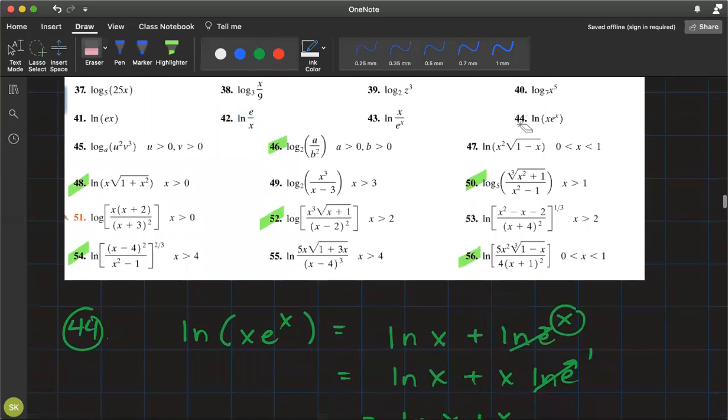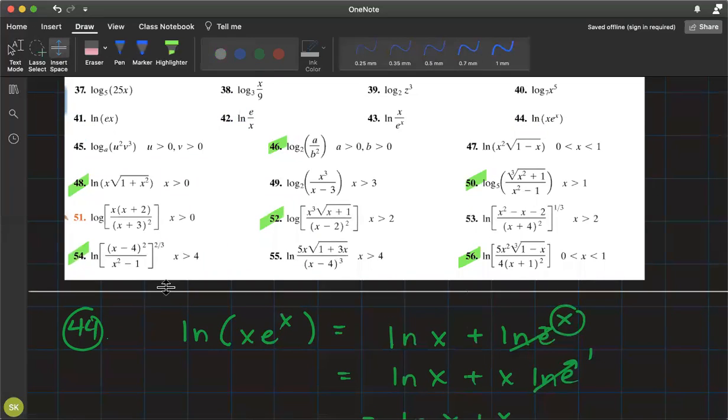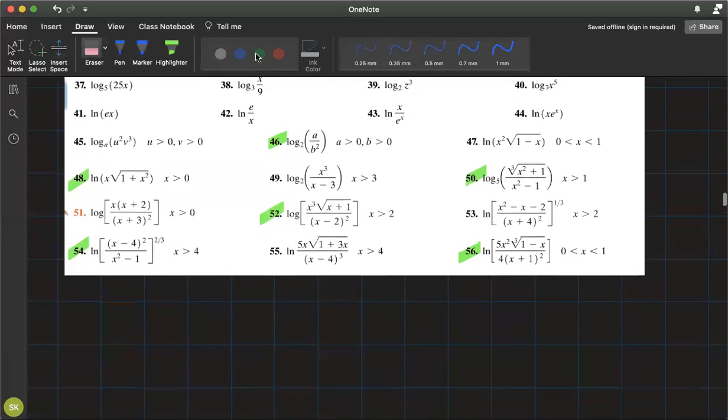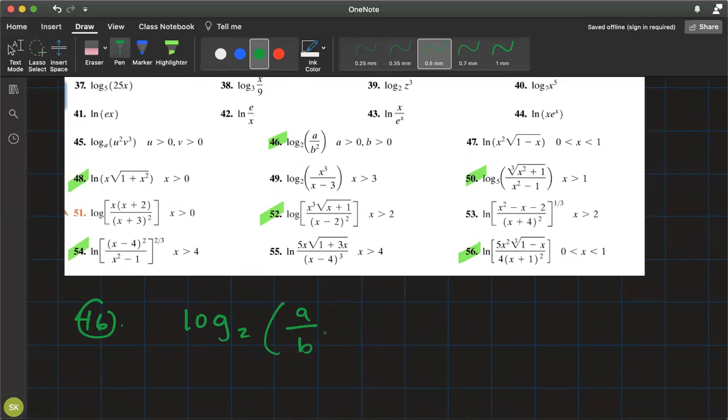Okay, so we did 42 and 44. Now let's try 46. 46 says log base 2 of a over b squared. And they're also giving us some domain restrictions. And the reason for that is, I mean, you can't put a negative inside a logarithm. I wouldn't worry at all about this. They're just trying to be careful about what you can use for a and b. It's not going to affect how we're going to do this problem. So log base 2 of a over b squared.